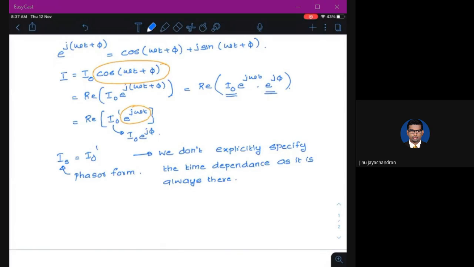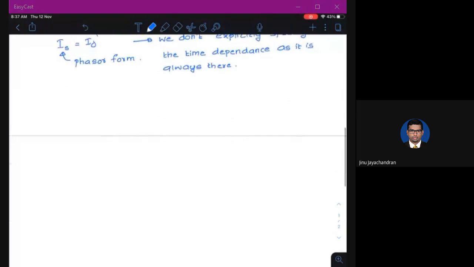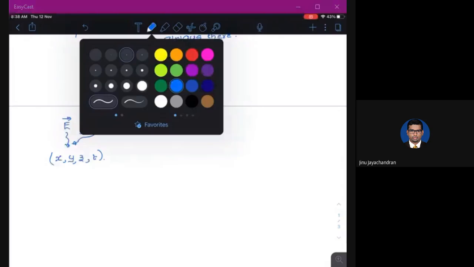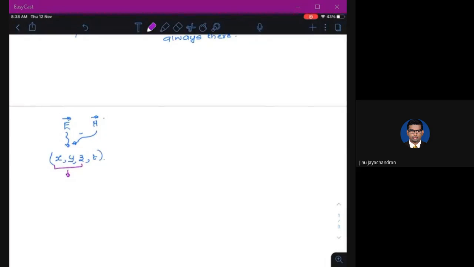This we are going to apply to our electromagnetics soon. Now coming to our electromagnetics, we have electric field and magnetic field. Electric field and magnetic field will depend on the space coordinates x, y, z, and also will depend on time. So this x, y, z is called the space coordinates, and t is basically time.